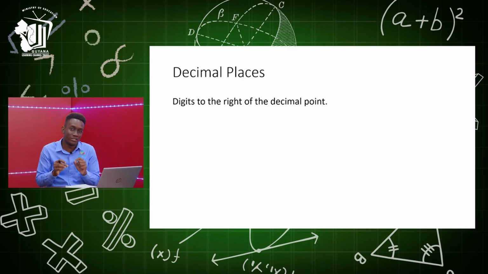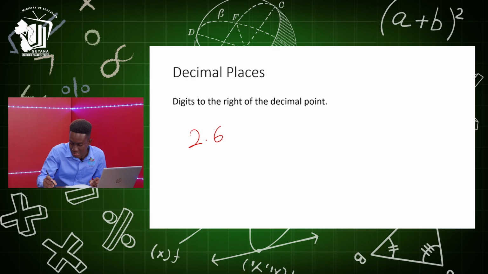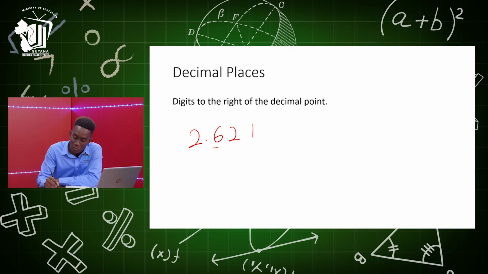So we start counting when we want to round off to a certain number of decimal places. We start counting from the first digit to the right of the decimal point. So let's say we have the number 2.621. We see this number has 3 decimal places because we start counting from the first digit after the decimal point, to be specific. So this will be 1, 2, 3. So this number has 3 decimal places.